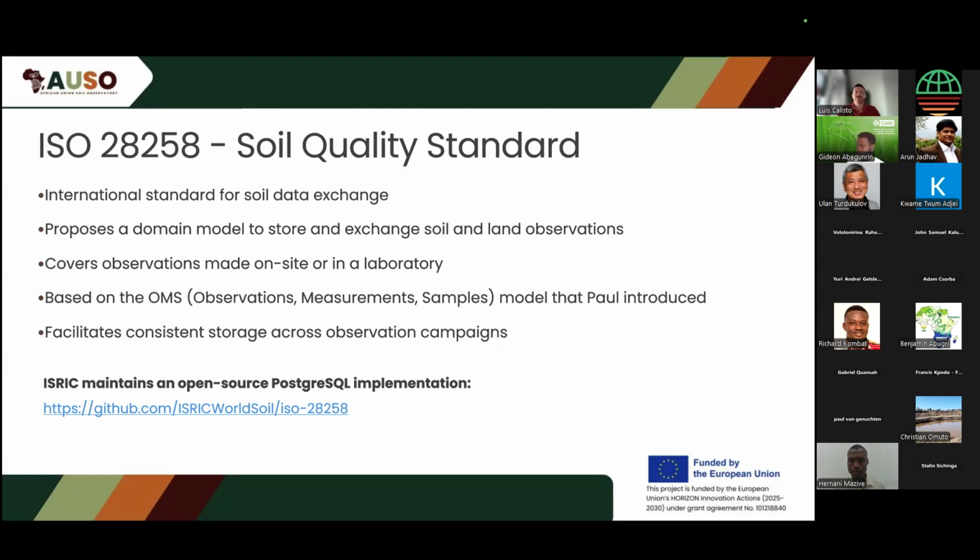This covers observations made on site when you go to a field campaign. For example, if you collect soil classification or land cover, as well as laboratory results like pH measured in water, organic carbon, etc. This standard is also based on observations, measurements, and samples. Paul also talked about these last week, and this standard follows the same approach.